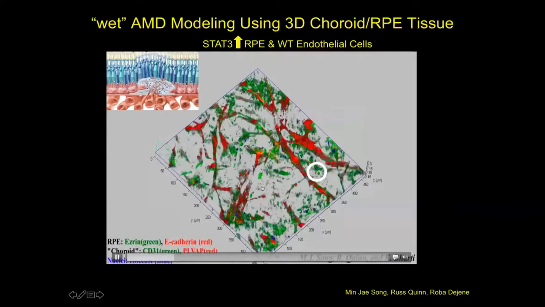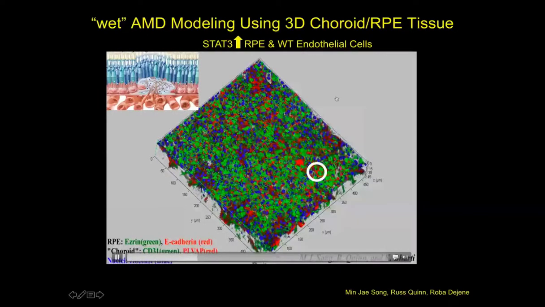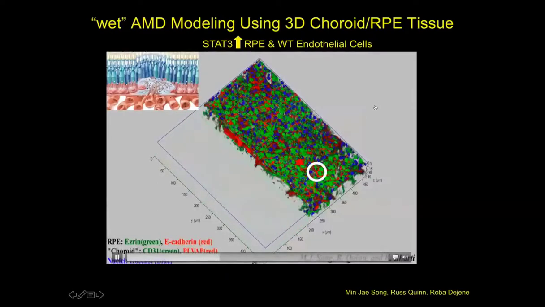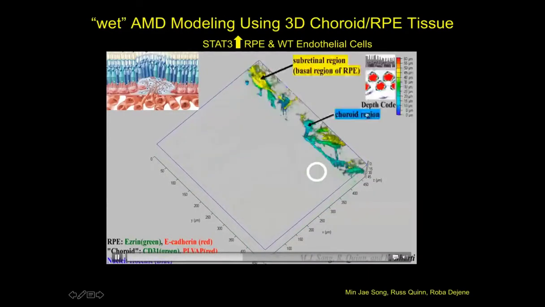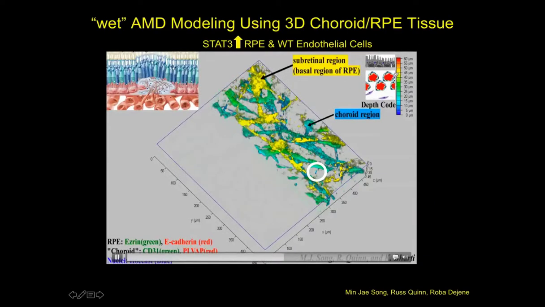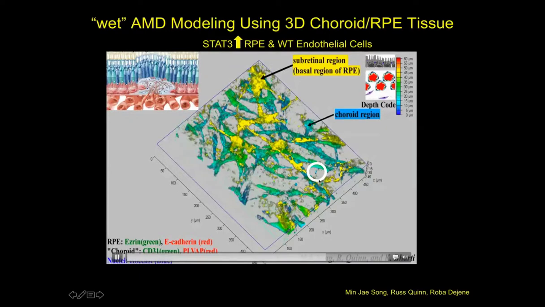Here you see again tissue going up and down, dense network. But when we do the depth scan, you will see how the tissue looks different from the wild-type tissue. Here, instead of a lot of green vessels, we have a lot of yellow vessels. That means they are all the way close to Bruch's membrane.